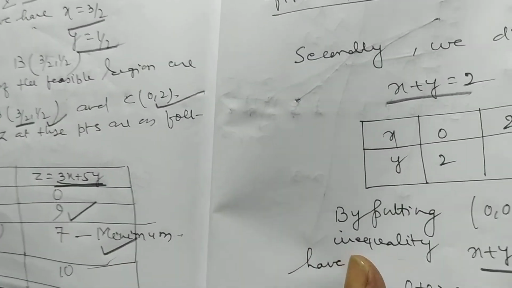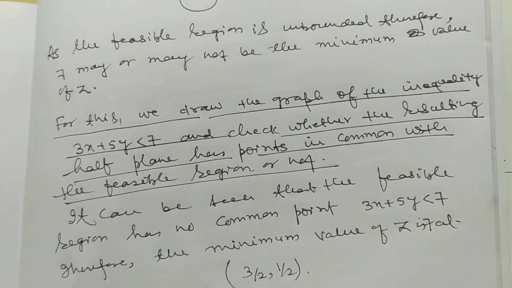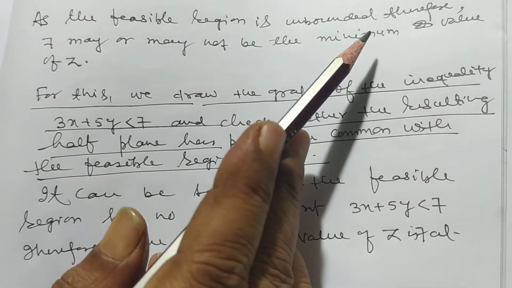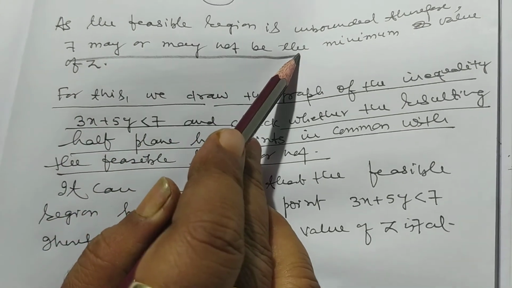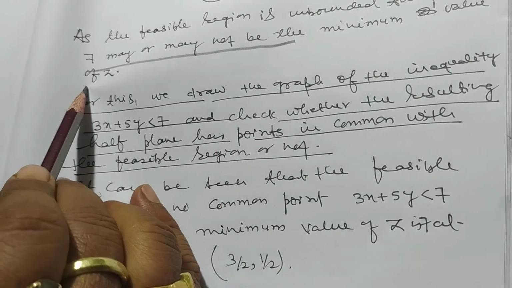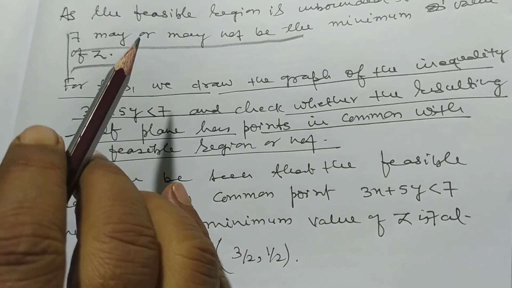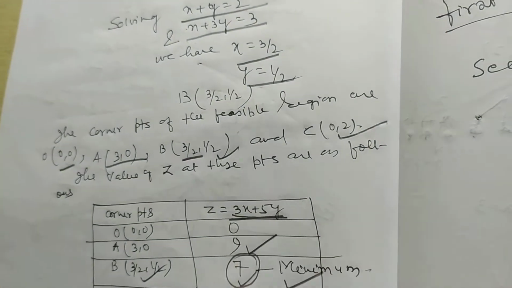So my dear students, as the feasible region is unbounded, therefore 7 may or may not be the minimum value of z. My dear student, here if we put the coordinates of the corner points, we get minimum value 7.